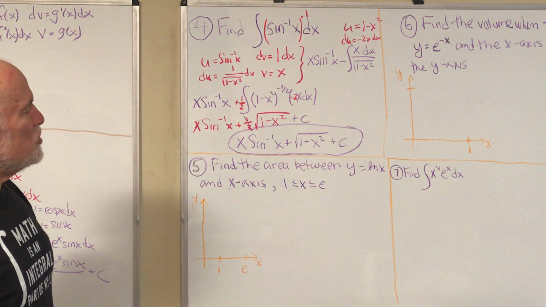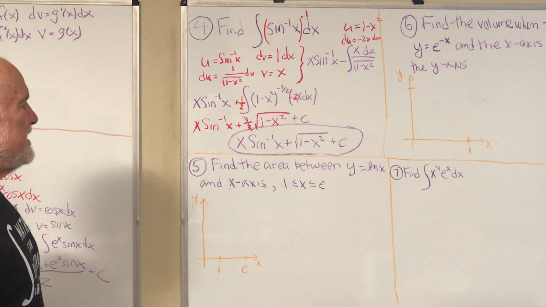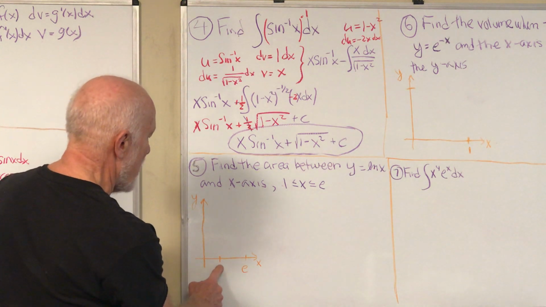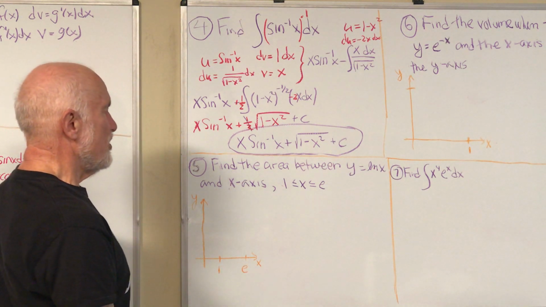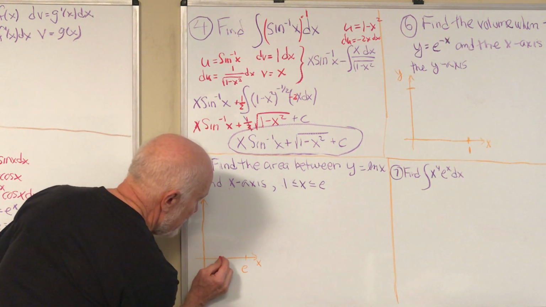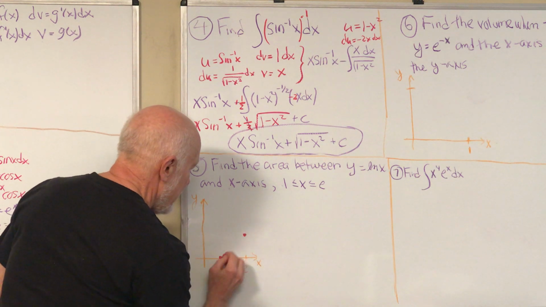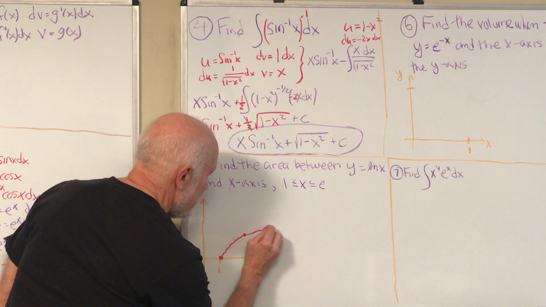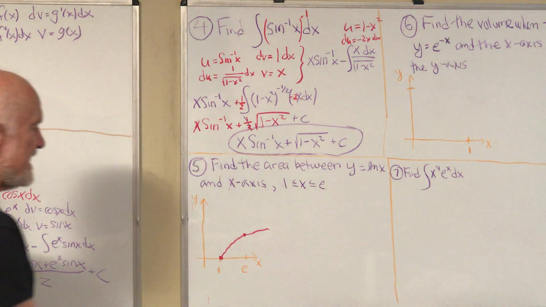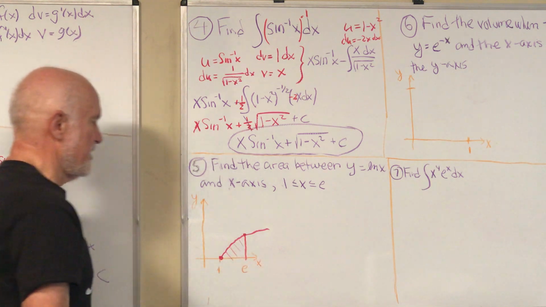Okay, so let's go to finding an area between the natural log of x and the x-axis between 1 and e. So a little sketch is good. The natural log of 1 is 0, and the natural log of e is 1, and we know the natural log function goes down here. But between 1 and e, this is the area that we're looking for.